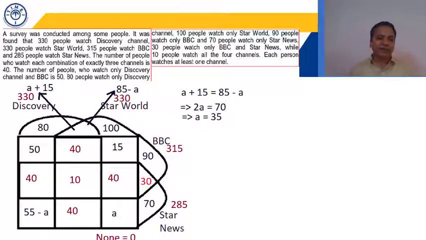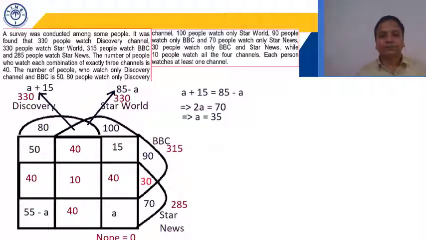What we have done, we had taken Discovery as one point, 330, add all the values and subtract from 330. We get the value of the unknown region as A plus 15. Similarly, from Star World 330, we add all the values and subtract from 330. We get the value of the unknown region as 85 minus A. Since these two regions are equal, we equate them. So A plus 15 is equal to 85 minus A. 2A is equal to 70. So A is equal to 35.